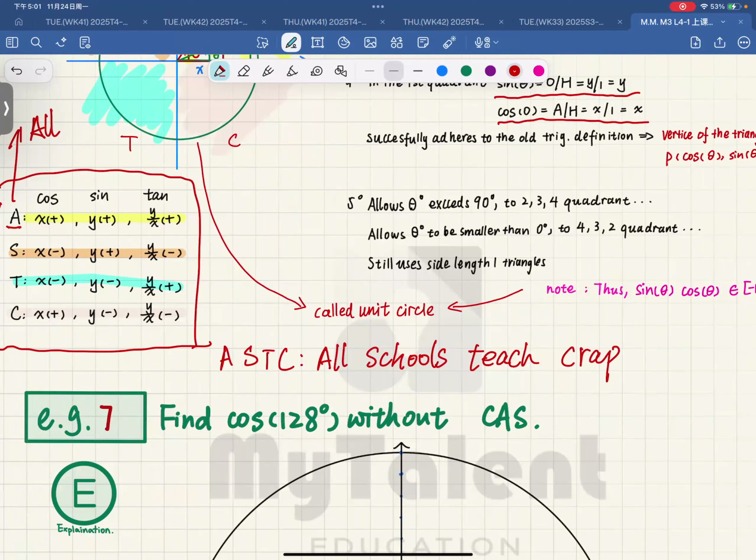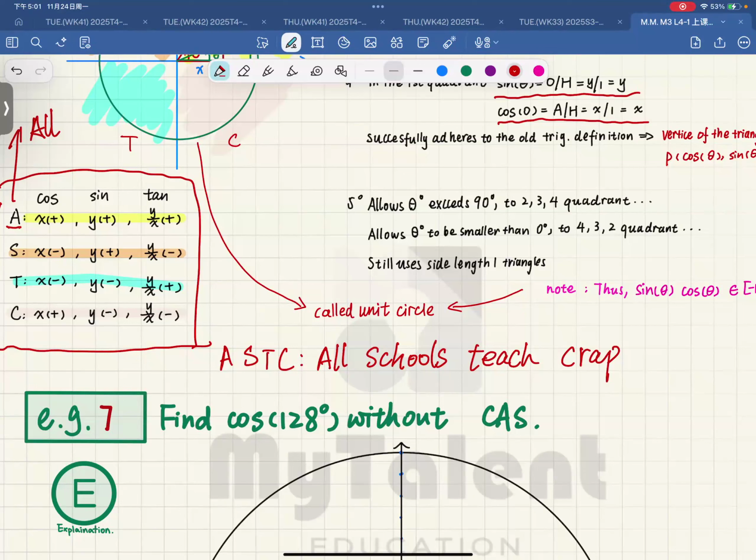and C stand for. So A for all, basically sine, cosine, tangent, they're all positive. S means, if it says S, then only sine is positive. Yeah, of course. That's how you remember it. And T means only tangent is positive. C means only cos is positive. So ASTC: all schools teach crap.